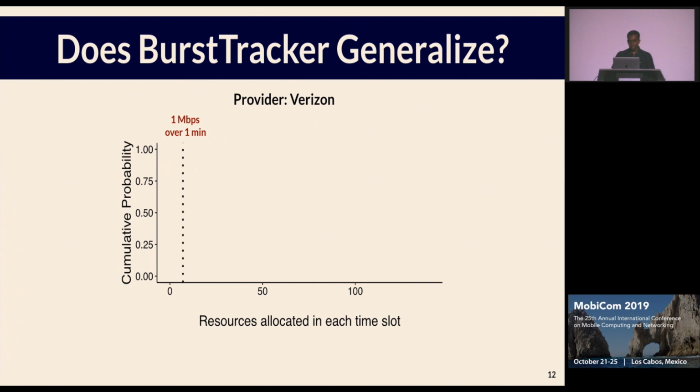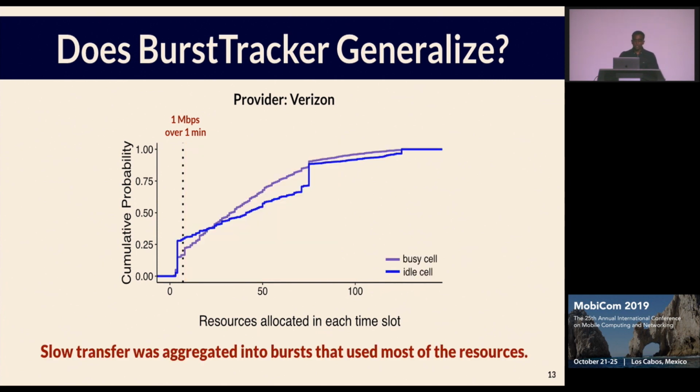We're plotting here a distribution of the resources allocated in each time slot. If our theory holds, then we should see that a lot of these time slots have many more resources than what's required for an instantaneous throughput of 1 megabit per second. In other words, our distribution here should be weighted to the right of this 1 megabit per second line. Shown here are distributions for Verizon for both an idle cell and a busy cell, since the load conditions may change the scheduling behavior.